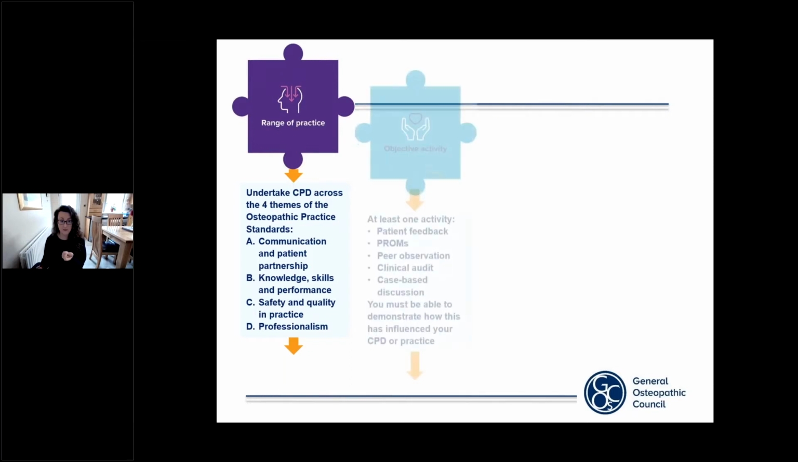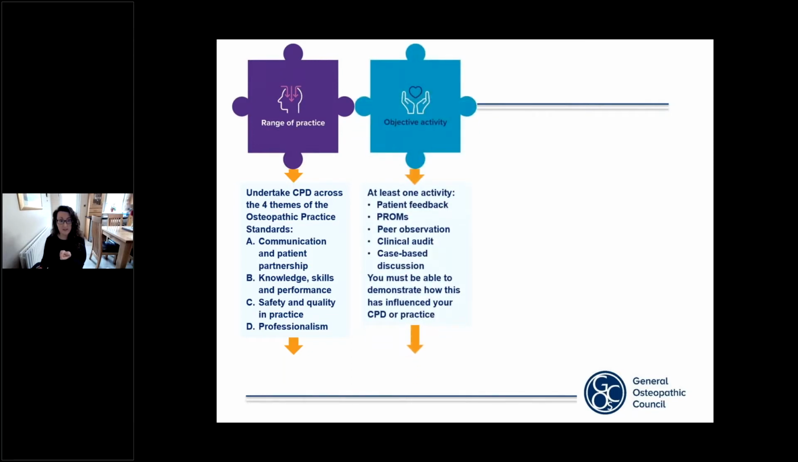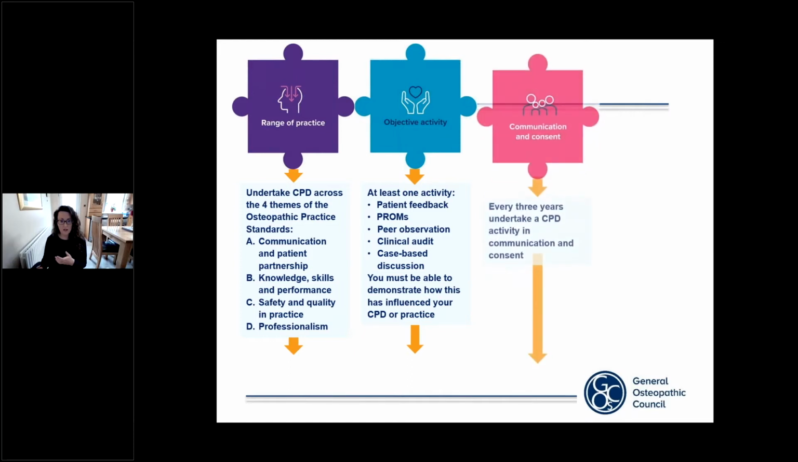All right. So objective activity. Case-based discussion is an objective activity. You need to complete at least 1 objective activity in your 3-year cycle. You can choose to do more. Some of the other options are patient feedback, PROMs, which stands for patient reported outcome measures, peer observation and clinical audit. The rationale behind doing an objective activity is that self-assessment can be unreliable and it is better informed by external feedback, okay?